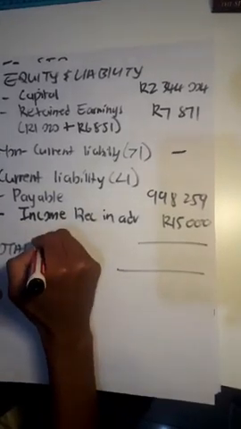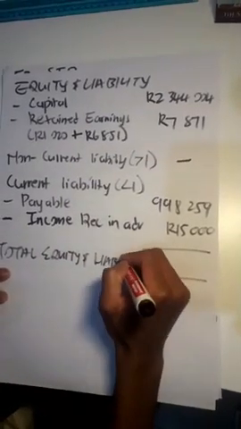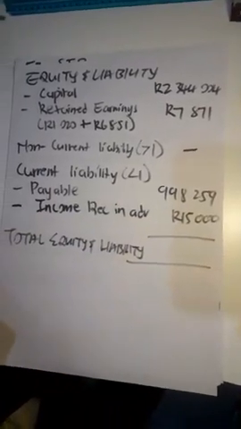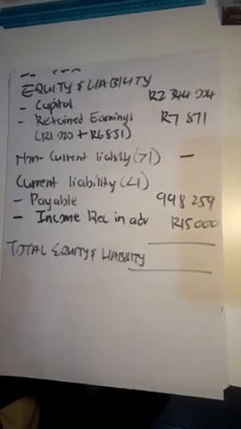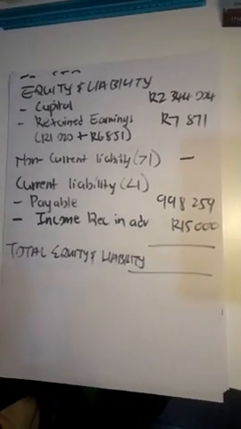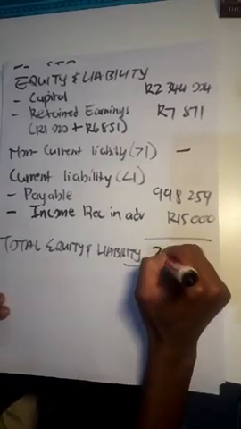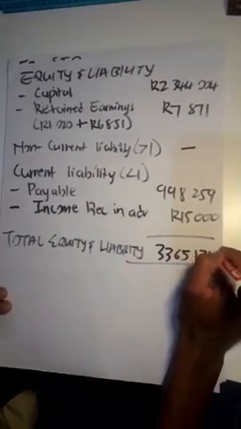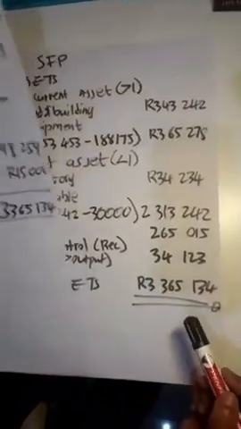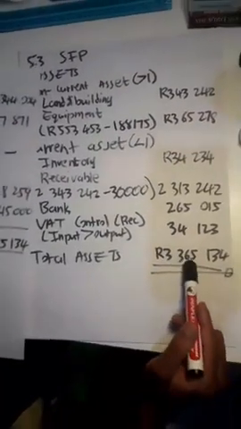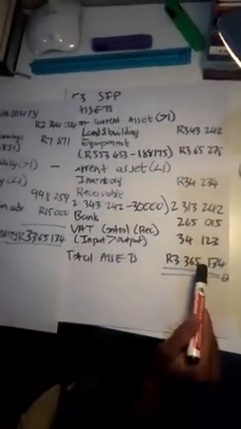And then total equity and liability. So it should give you that same amount as the total asset. So you take 2,344,004 plus 7,871 plus 998,259 plus 15,000. Then you get 3,365,134. Right? So it's balancing. Right? So 3,365,134. And then that's the reason why we call it a balance sheet. Right? So the amounts are the same.